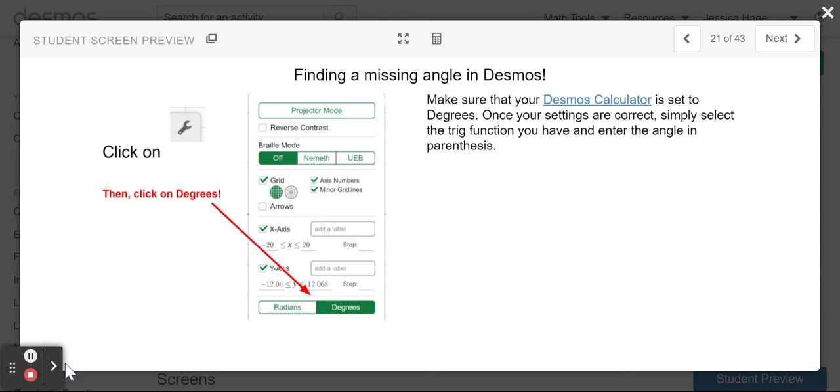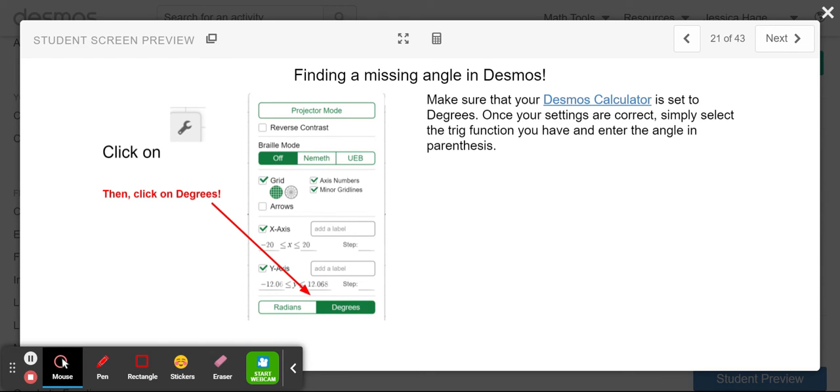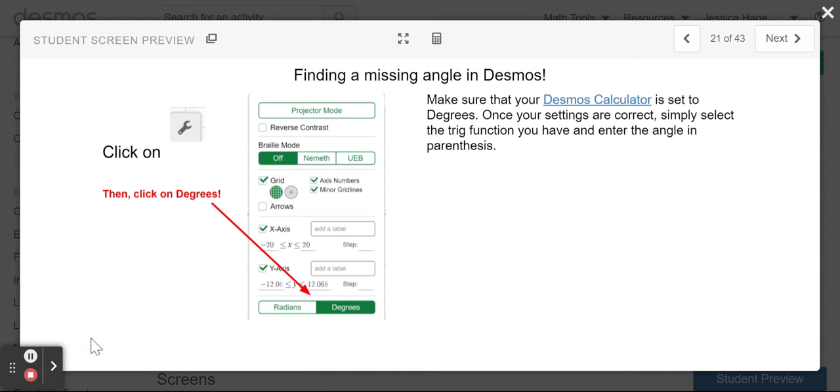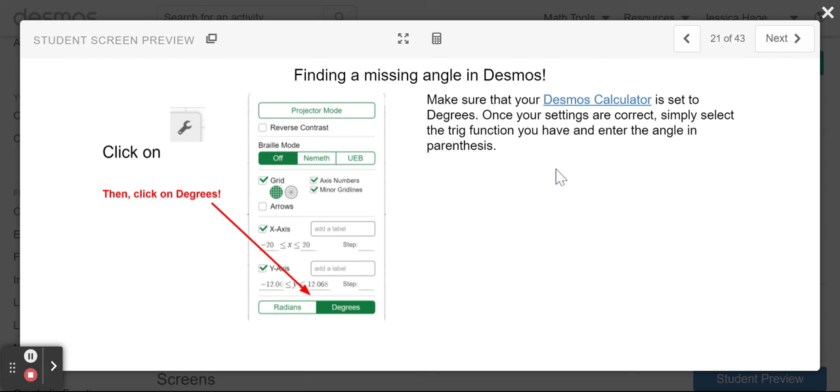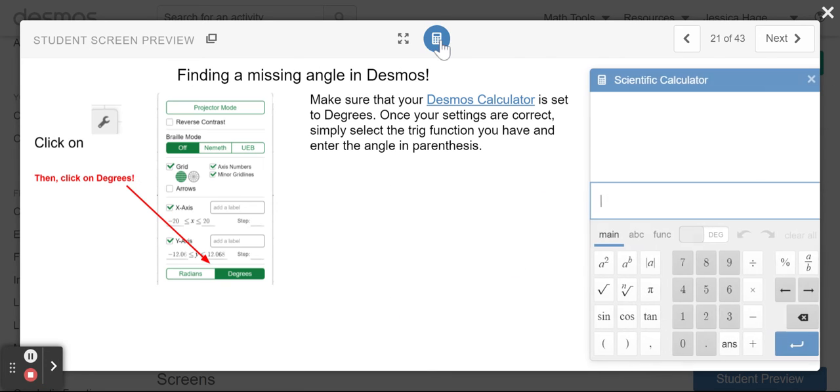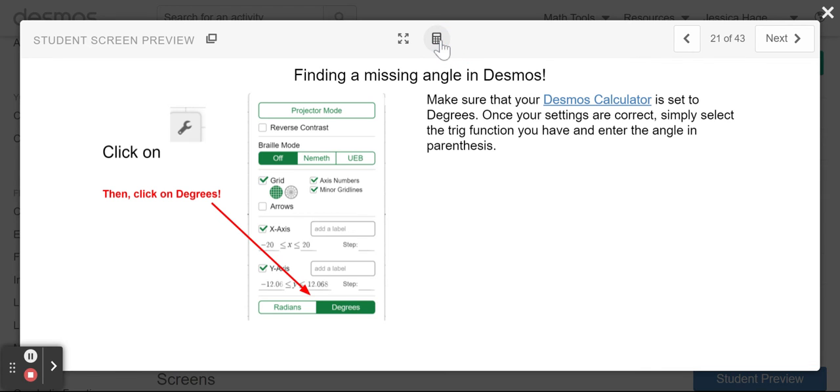I just need to figure out how to get my tab to go over. So stay tuned for another video to show you how to change to degrees in the Desmos calculator. I'm recording a tab and I cannot switch to the other tab, so we'll come back to this. For now, we'll use the calculator in the Desmos activity. Again, we'll get another video out that shows you how to use the Desmos calculator outside of this activity to calculate sine, cosine, and tangent.